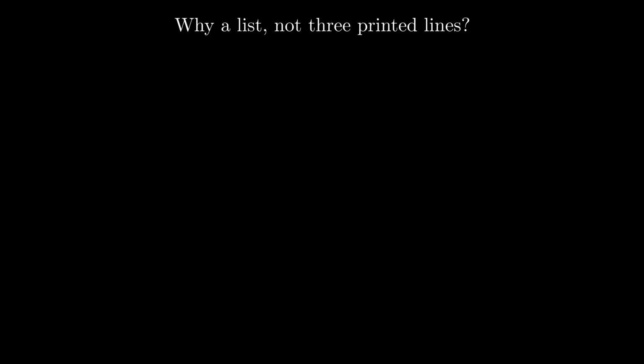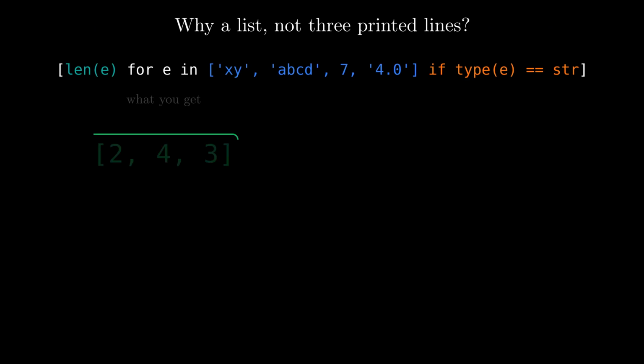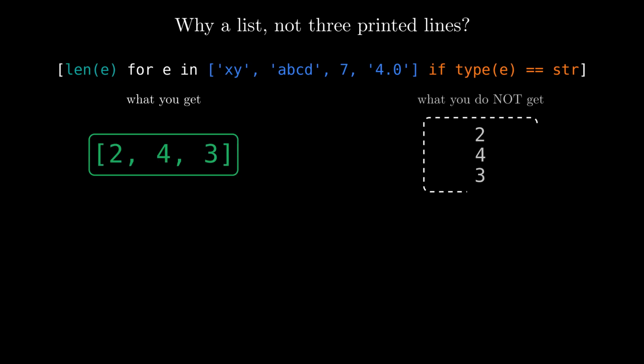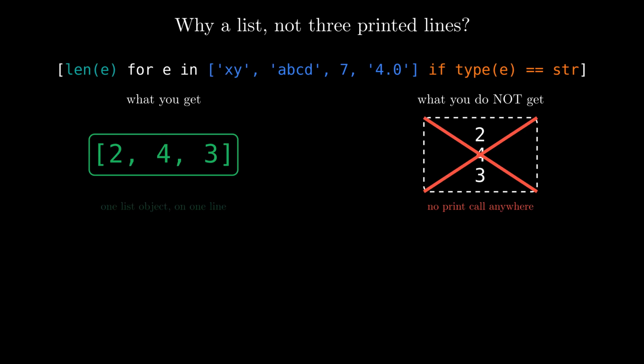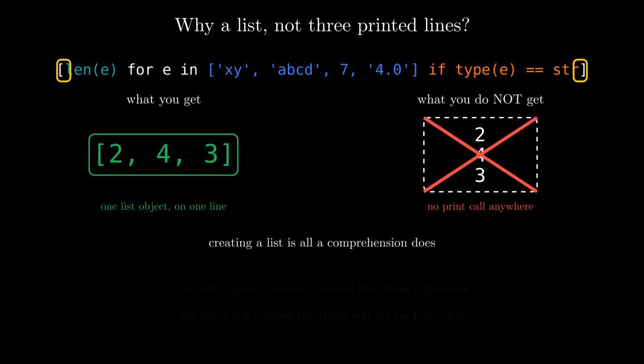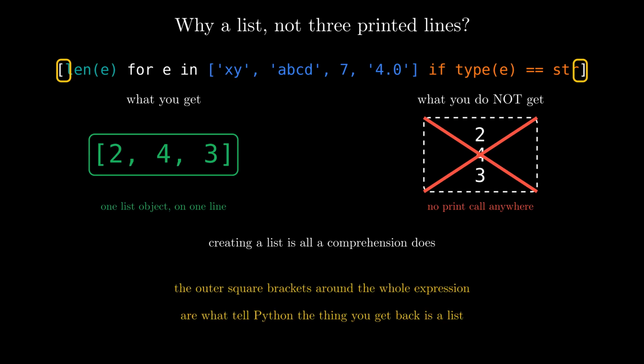2 questions come up here. First, why does this return a list rather than printing 2, 4, and 3 on separate lines? Because nothing is printing. There's no print call anywhere in the expression. When you write a list comprehension, you're telling Python to create a resulting list of values. That is all a comprehension does. The outer square brackets around the entire expression are what tell Python the thing you get back is a list.